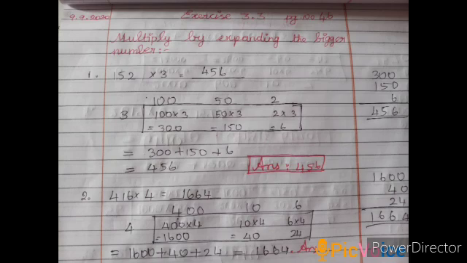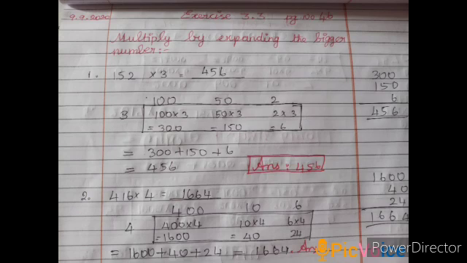Put the tabular column like this, children, and write the things. 100 into 3, 300. 50 into 3, 150. 2 into 3, 6. Now you can add: 300 plus 150 plus 6 is equal to 456. Next sum, 416 into 4. 416 can be expanded as 400 plus 10 plus 6. So put the tabular column and multiply inside. 400 into 4, 1600. 10 into 4, 40. 6 into 4, 24.